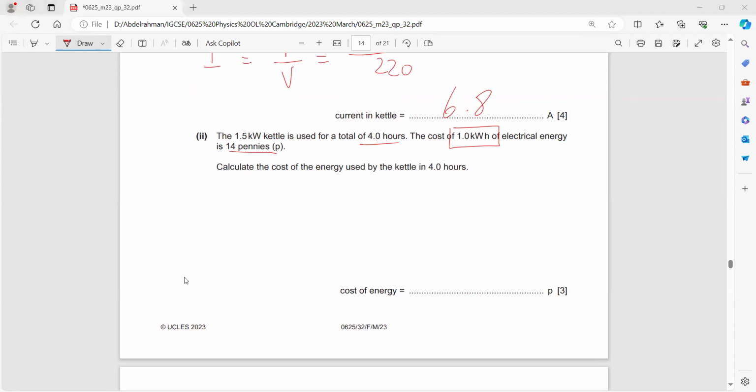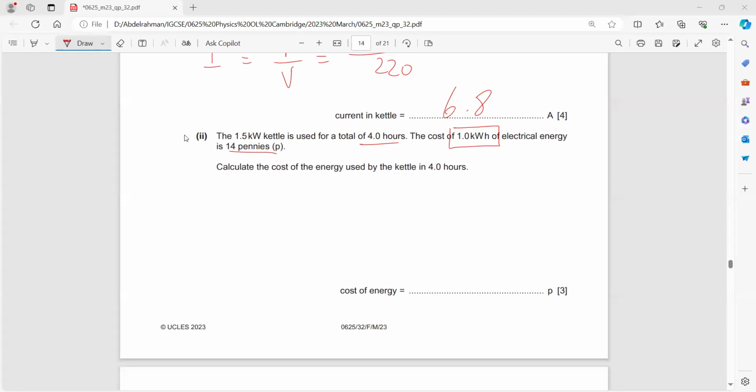Cost of energy equals power times cost of one kilowatt hour times time, so we do 1.5 times 4 times 14, which gives 84. Okay, so initially, what should I do, guys?